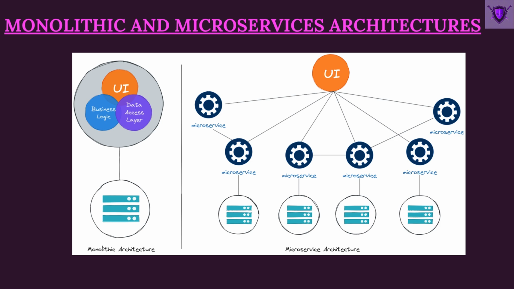Now, using the same e-commerce example that we gave before, in a microservices architecture there would be separate services for the user interface, product listing, shopping cart, checkout, and order processing. Each service operates independently and communicates with the others over a network.